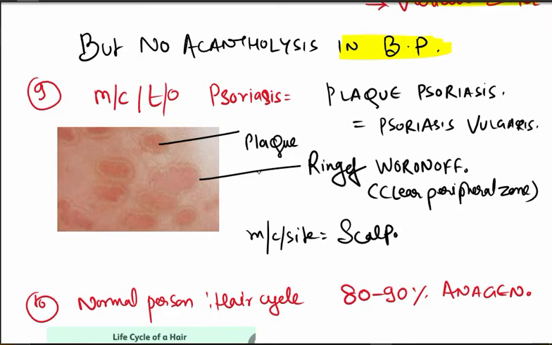Okay, now next one. The most common type of psoriasis is plaque psoriasis, also known as psoriasis vulgaris. This is the image of plaque psoriasis. Here the inner part is the plaque and the outer is the clear zone. This clear zone is known as the ring of Woronoff. And the most common site of plaque psoriasis is the scalp. Next one.